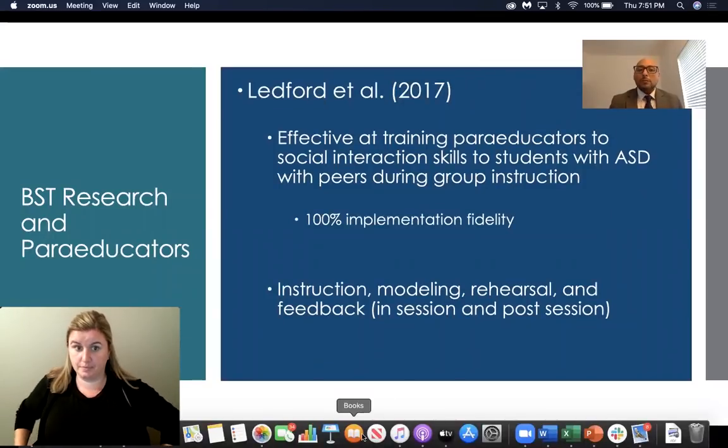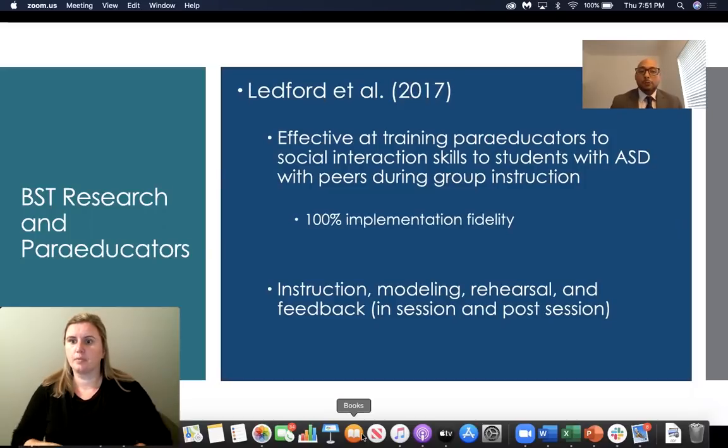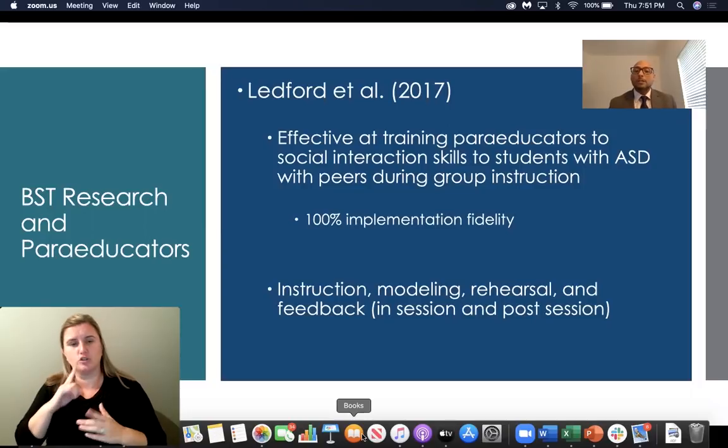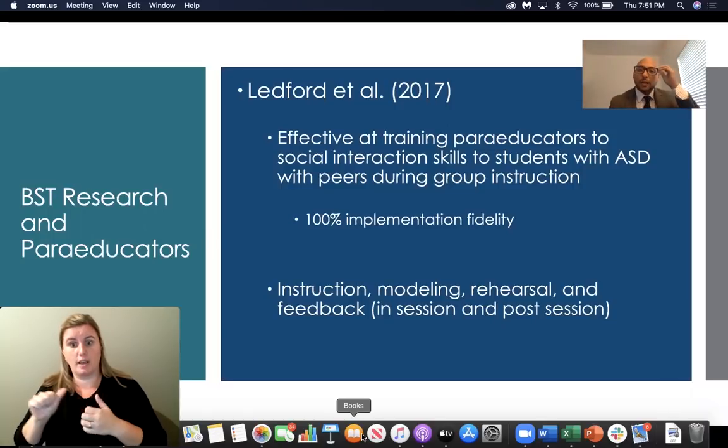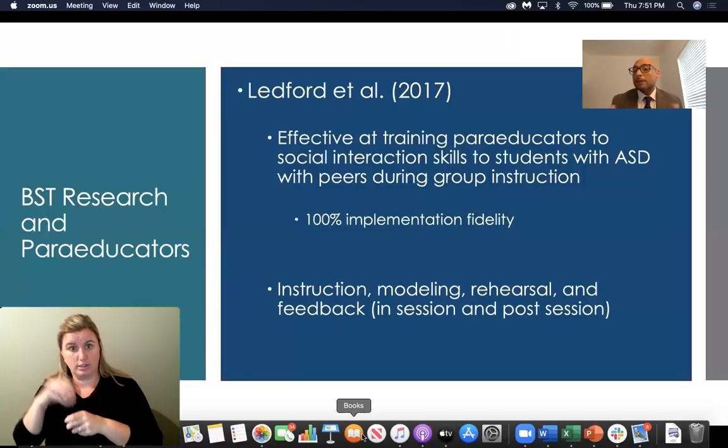So what does the research say with respect to VST and paraeducators? There is some research that specifically has evaluated the effect of VST with paraeducators supporting students with ASD in actual school settings. For instance, Ledford and colleagues in 2017 effectively trained paraeducators to increase social interaction skills to students with autism, interactions with their peers during group instruction.